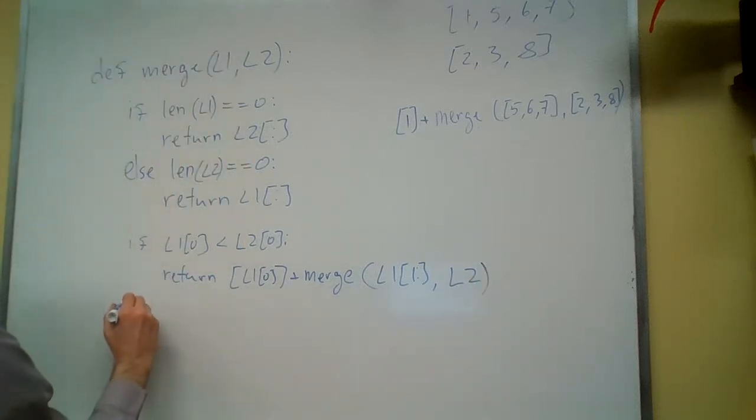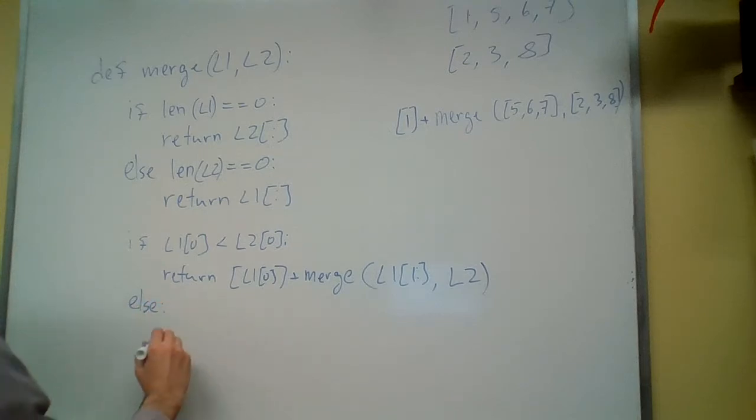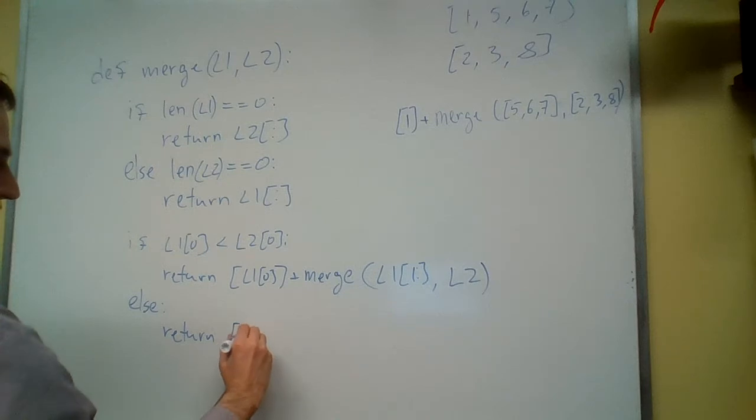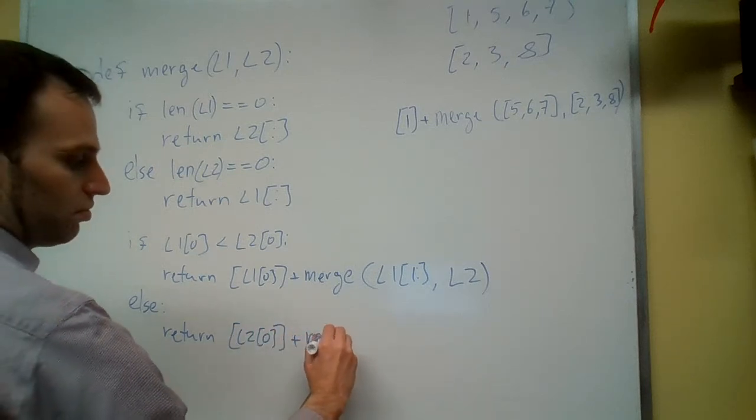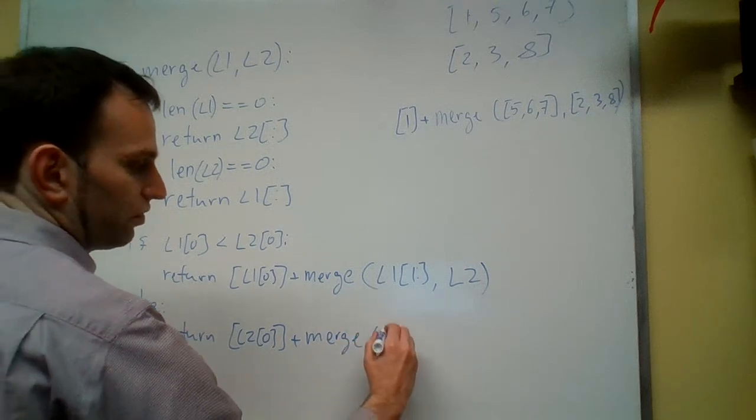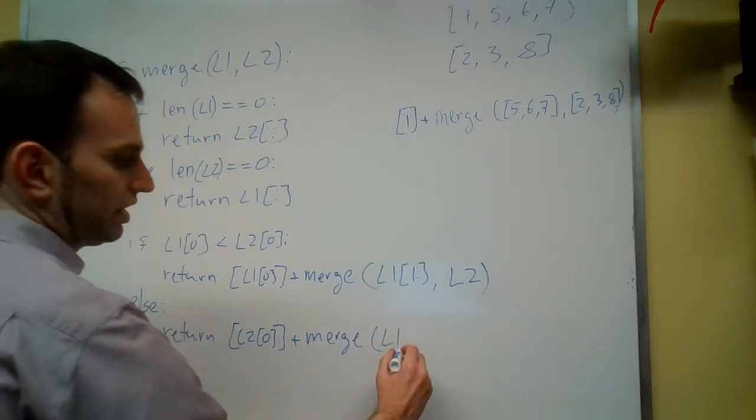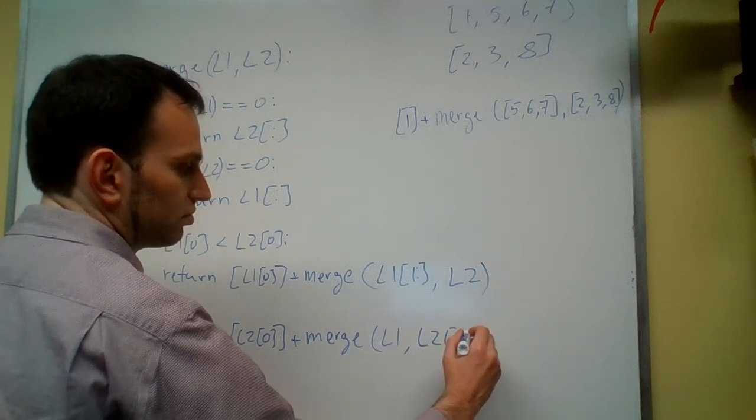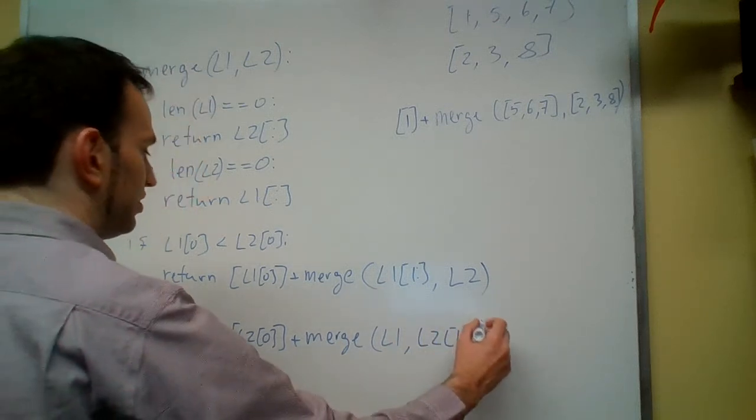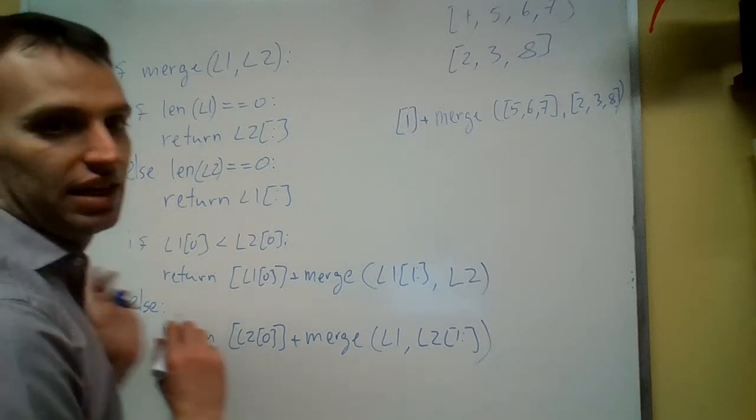All right. Else we return L2 at 0 plus merge the original version of L1, we don't need to do anything here, and L2 starting from 1 and up to the end. That's it. Done.